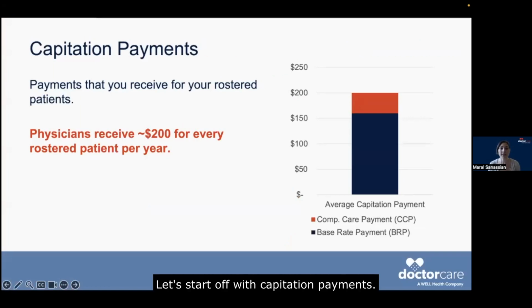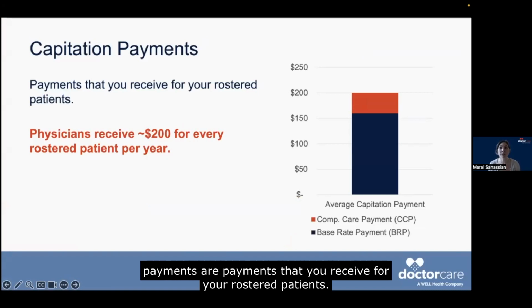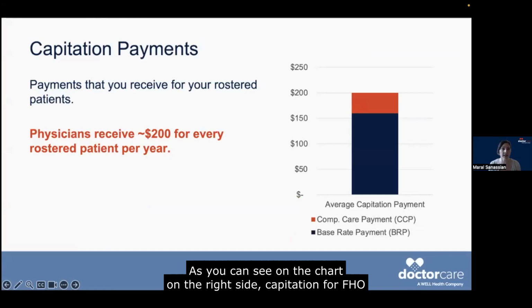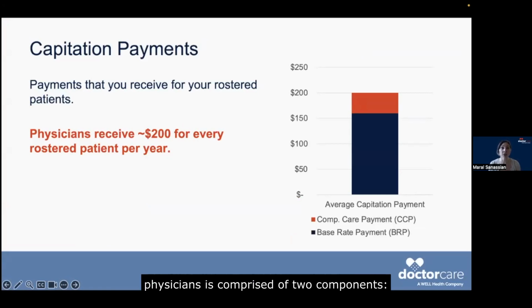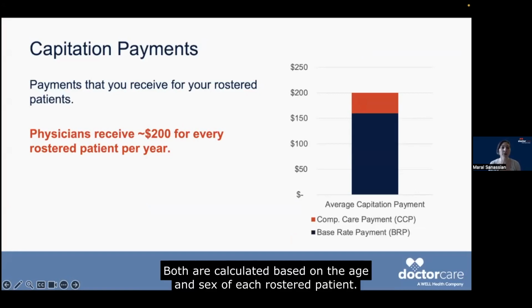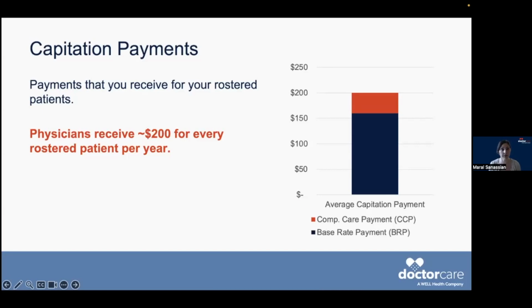Let's start off with capitation payments. As mentioned in the previous slide, capitation payments are payments that you receive for your rostered patients. As you can see on the chart on the right side, capitation for FO physicians is comprised of 2 components, the base rate payment and the comprehensive care payment. Both are calculated based on the age and sex of each rostered patient. On average, FO physicians are getting approximately 200 dollars per rostered patient each year.